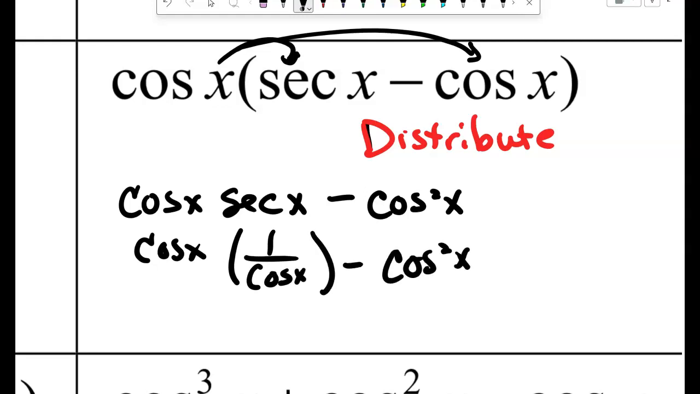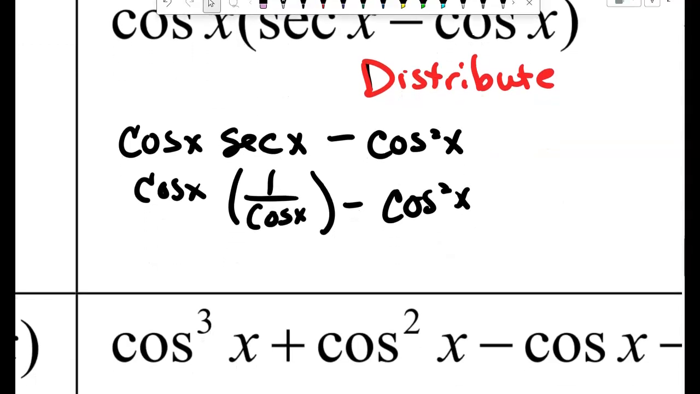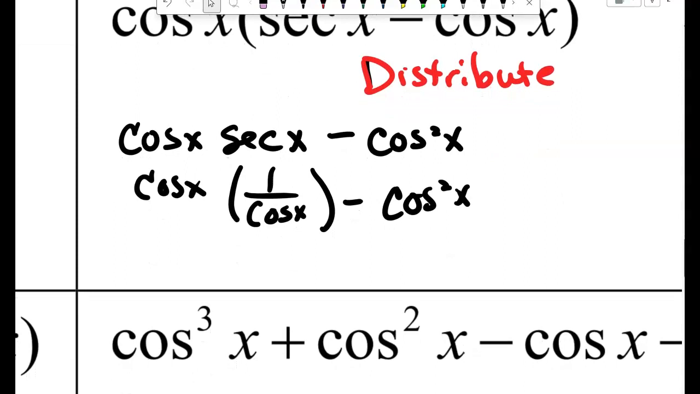Wouldn't you guys? And cosine times 1 over cosine x is what? 1 minus cosine squared x. Well, what's 1 minus cosine squared x? Beautiful. Sine squared x. Excellent. And that's all with the concept of just distribute. Now, could I have changed secant to 1 over cosine first and then distributed? Absolutely. Either one is a valid way to do it mathematically.